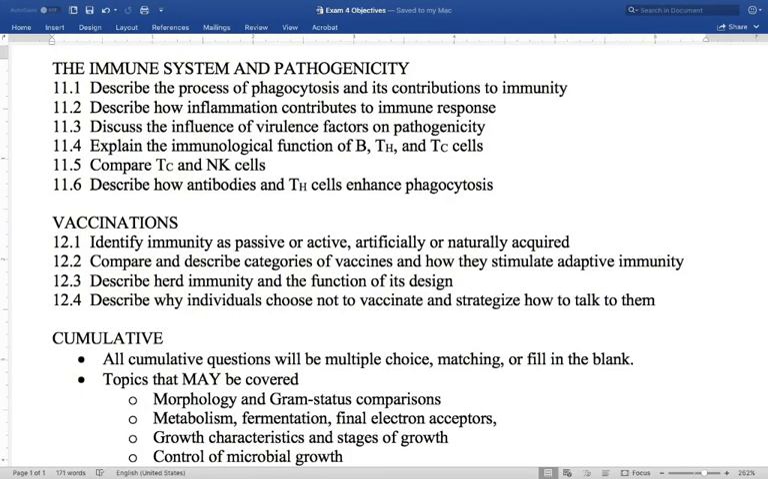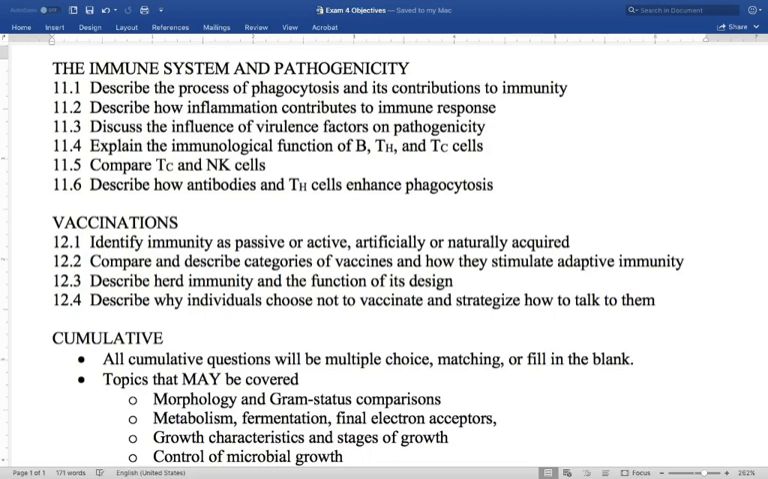Hello all, I wanted to give you a rundown on the objectives for the final exam. And so in the next few minutes I'm going to cover some of the topics that we've discussed and how they relate to these objectives. And then I will talk a little bit about the cumulative section, which you can see kind of hiding in the lower part of this file.